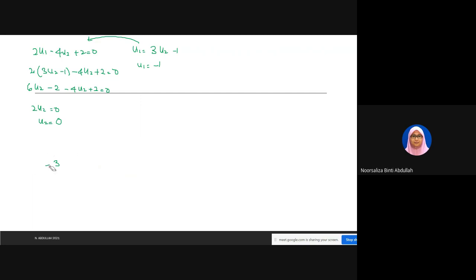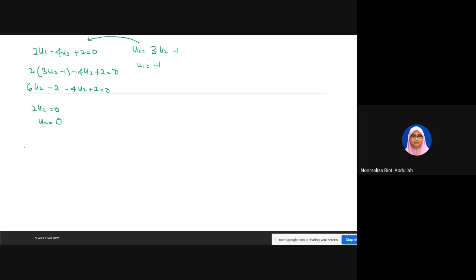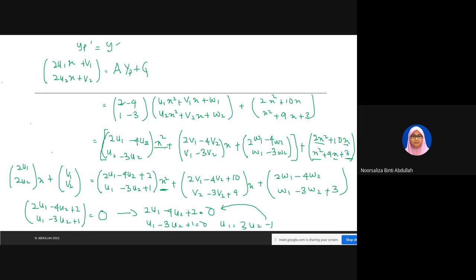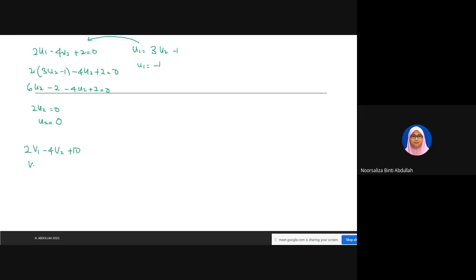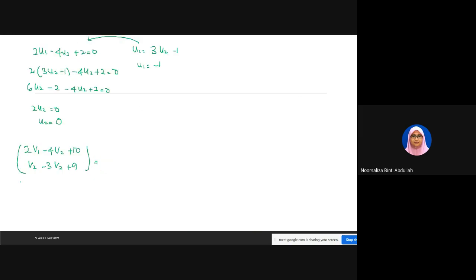Okay, what we have is 2v1 minus 4v2 plus 10, and then you have v1 minus 3v2 plus 9, equals to 2u1 2u2. Then you substitute the u1 and u2 that you get from the previous step into this equation.